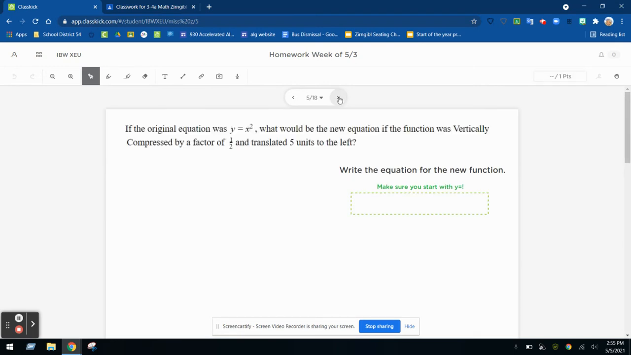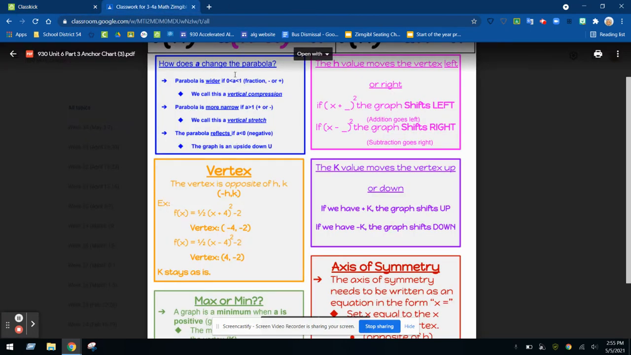So it says that the original equation was y is equal to x squared. What would the new equation be if the function was vertically compressed by a factor of 1/2 and translated 5 units to the left? So if I want to do a vertical compression, I'm going to change my a.